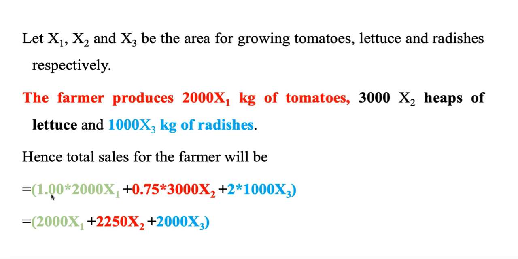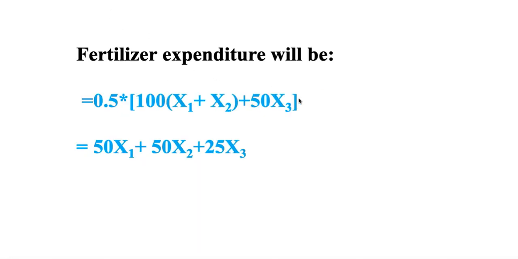So when we multiply, we get 1 into 2000, that is 2000 x1, plus 0.75 into 3000, that is 2250 x2, plus 2000 x3, multiplying each figure with the rest of the figures. Right. Now this was the sales income for the farmer from the total output from 100 acres of land.